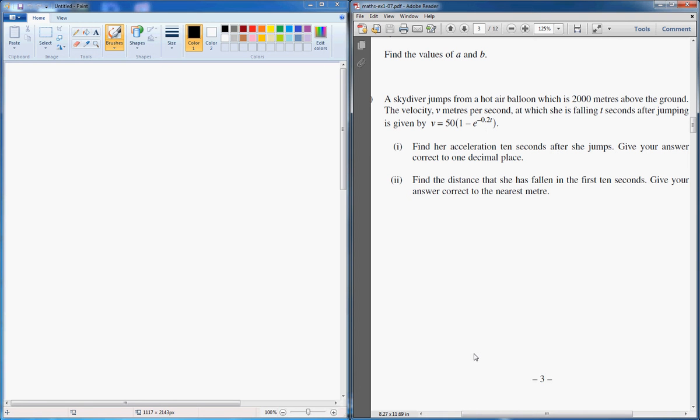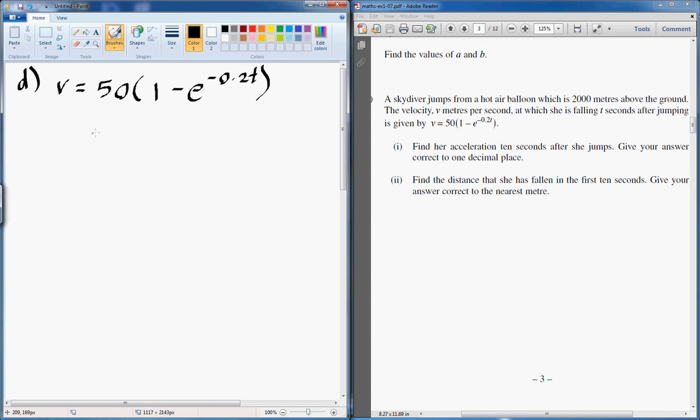Alright, so this is part D of question 2. The question is, find the acceleration 10 seconds after she jumps. So I've got my function, which goes like this: 50 times (1 minus e to the minus 0.2t). Right, so we need to find the acceleration.